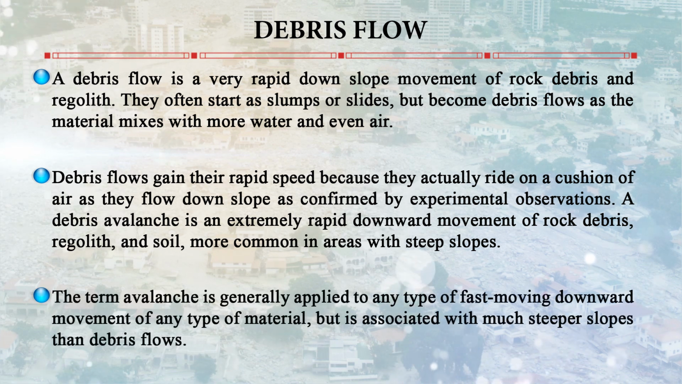The term avalanche is generally applied to any type of fast moving downward material, but it is associated with steeper slopes than debris flows. Now, what are the factors that affect mass movement? There are two factors which combine to cause mass movement. One is the driving force that promotes the movement, the other is the opposite one, the resisting force that deters the movement. Whenever driving forces are greater than the resisting forces, then the material on the slope will break loose and move down the slope. That means the condition is that driving force should be greater than the resisting force.